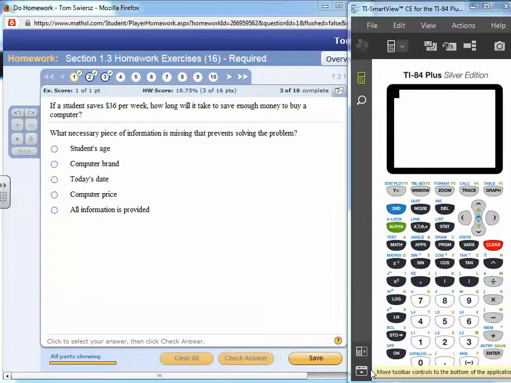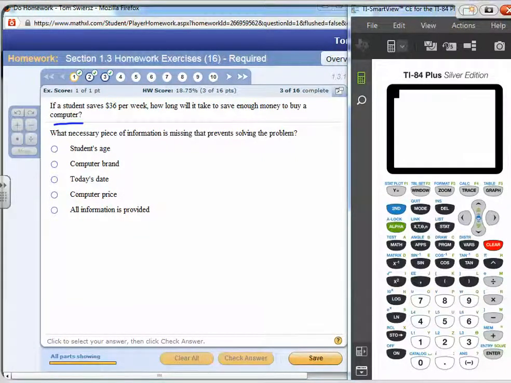Let's go ahead and solve some homework exercises from section 1.3. Let's start with number 1. If a student saves $36 per week, how long will it take to save enough money to buy a computer? What necessary information is missing?